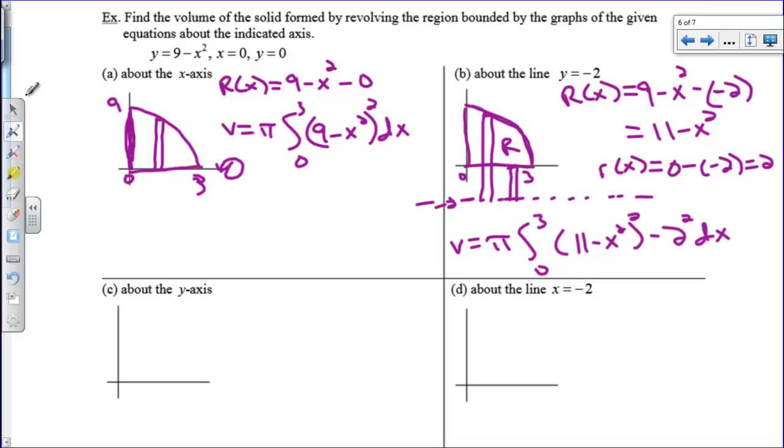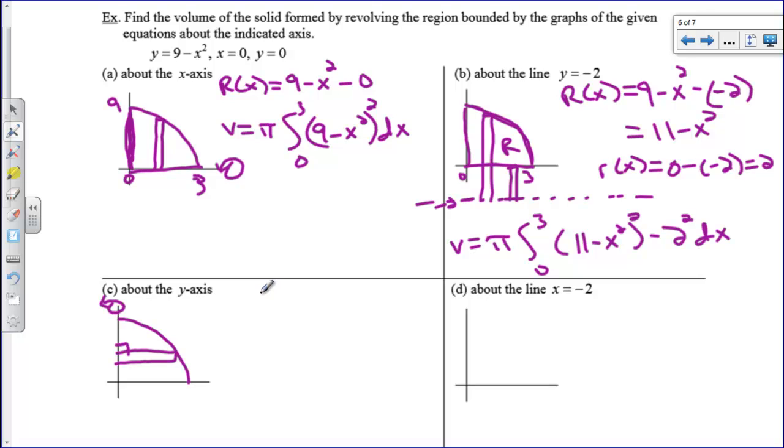All right, so now let's do it about the y-axis. So I'm going to have still my 9 minus x squared, but this time I'm going to spin this around a vertical axis of revolution, which means I've got horizontal rectangles. We always have to take our representative rectangles perpendicular to our axis of revolution, and this means we need to be working in y. So I have to solve 9 minus x squared equals y for x equals.